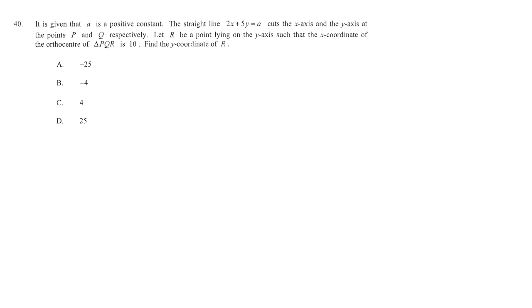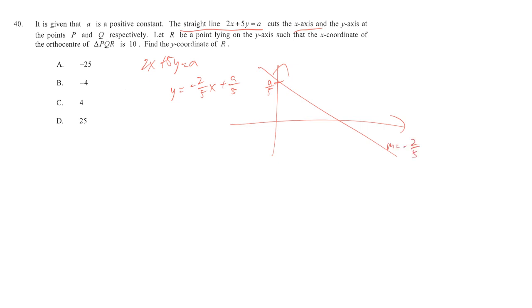So, question 40, they give you a straight line and then a straight line cuts the x-axis. 2x plus 5y is equal to a. So, y is equal to negative 2 over 5 x plus a over 5. By doing this, we can very quickly draw the line. This is a over 5, and this is a negative slope. Slope is equal to negative 2 over 5.